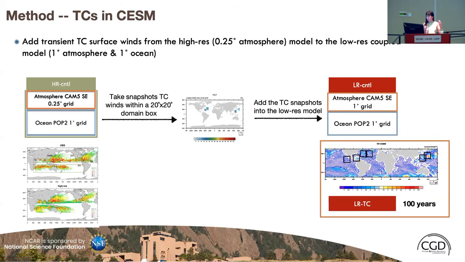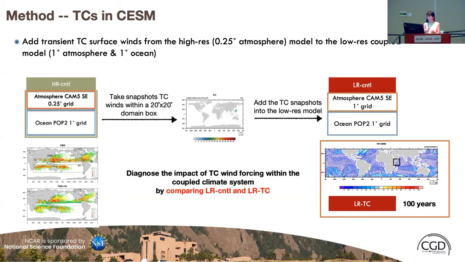This low resolution configuration with added TC winds, we call the low res TC run. It is run for 100 years, and it will be compared to the low res control run without TC impact, also 100 years. So we can diagnose the impact of TC wind forcing within this coupled climate system by comparing the low res TC run and the low res control run.